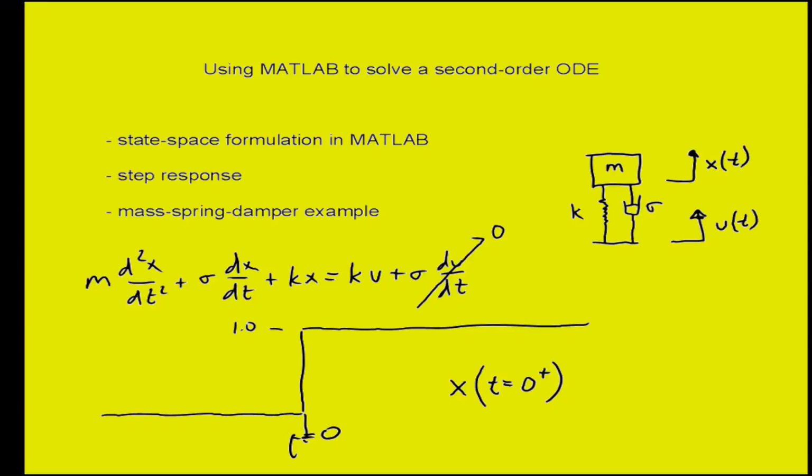So then, let's rewrite the equation by first dividing through by m so that our highest order derivative has no coefficient out in front of it. So we'll write the second derivative of x with respect to time plus sigma over m dx dt plus k over m x equals k over m times u.